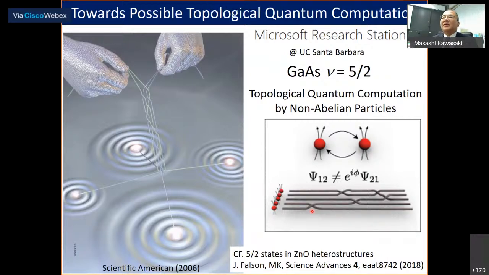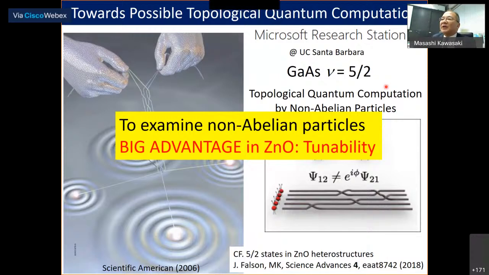This is theoretically predicted to obey non-abelian statistics. And by exchanging these particles, you can make a braiding. People are working very hard to make a topological qubit using these even-denominator states. And not only gallium arsenide, but also zinc oxide is on this playground.